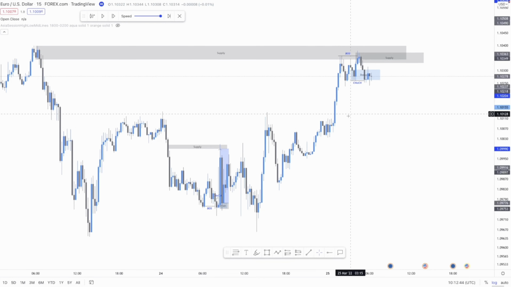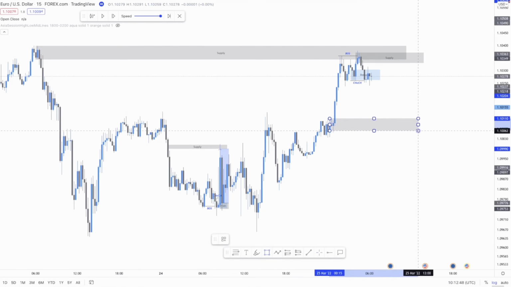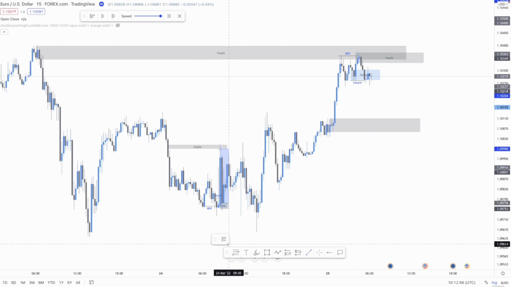Now, where would we be targeting with this entry? For me, I will target this recent demand zone. Why is this the recent demand zone, okay? Because this was the last sell to buy, and it was also the zone that broke this last high, okay? If I mark that out as well.